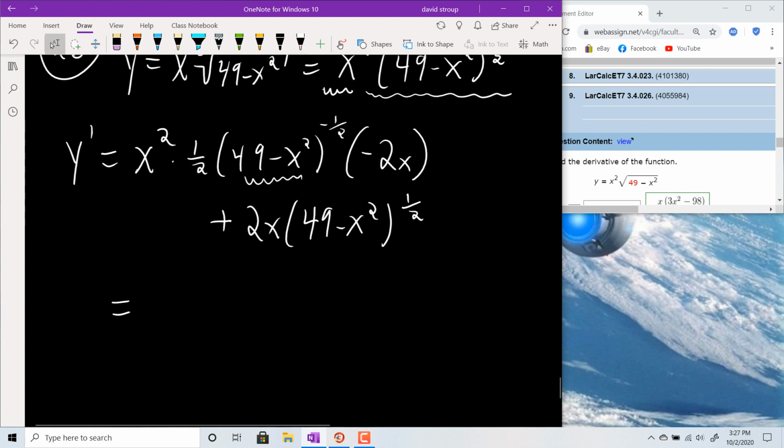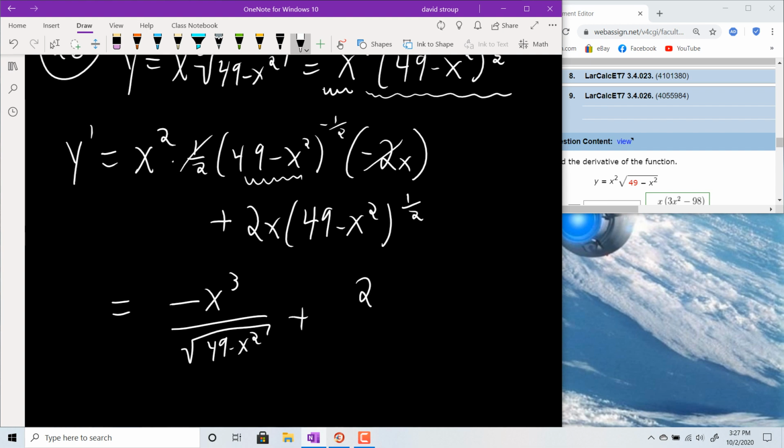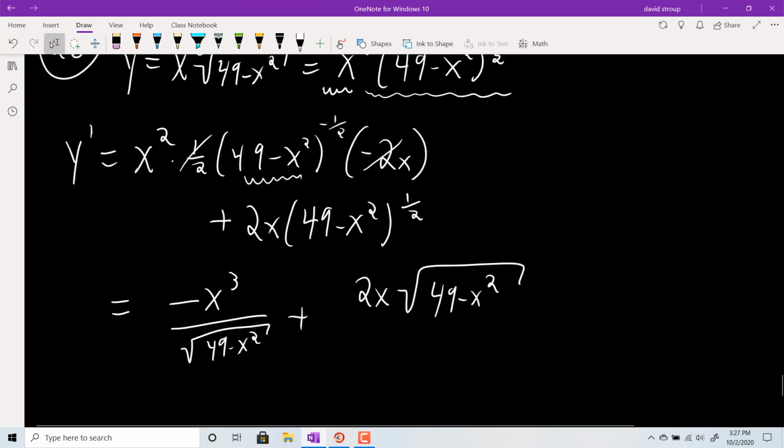So what do we have? -2 times 1/2 is -1, so I have -x cubed all over the square root of 49 minus x squared, and then plus 2x times the square root of 49 minus x squared. You could simplify this if you want. I don't know if it's necessary, but you'll need a common denominator, so you need to multiply this top and bottom by 49 minus x squared.